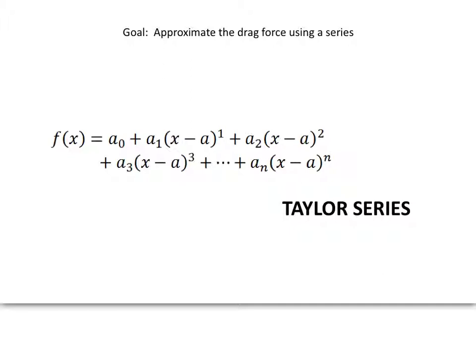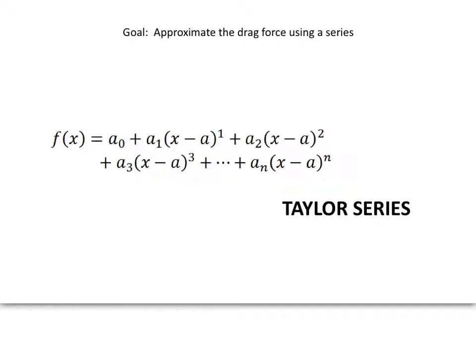Mathematically, we see that a Taylor series can be written in this form, where the a's are all constants. You can see here that I'm adding a series of polynomials. If a equals 0, then the series is called a Maclaurin series.